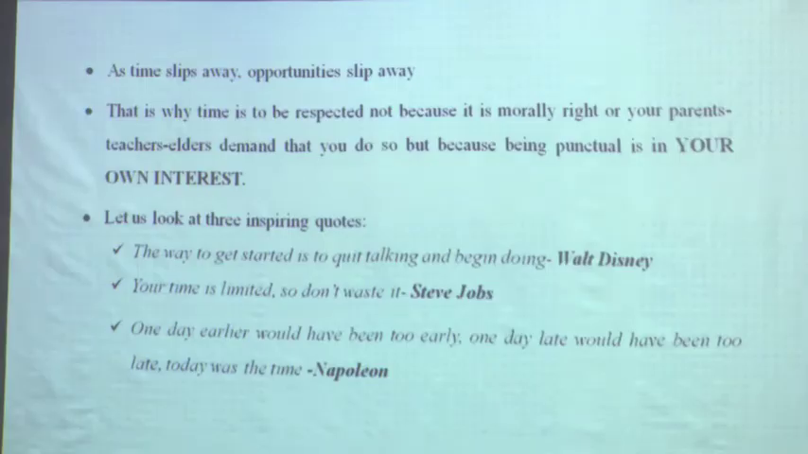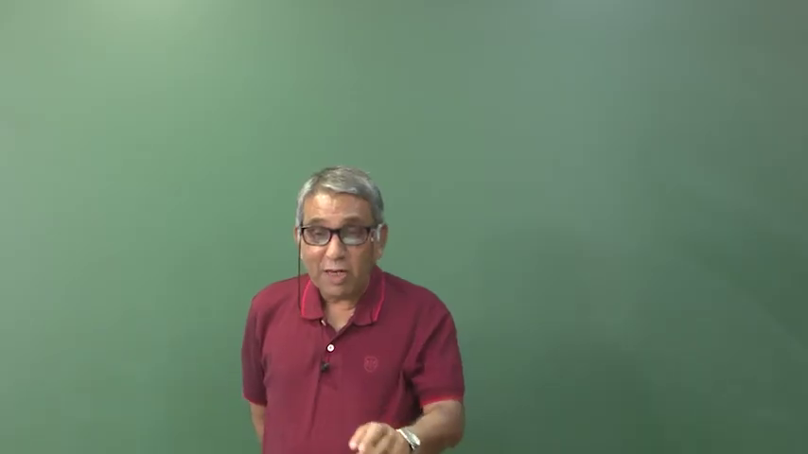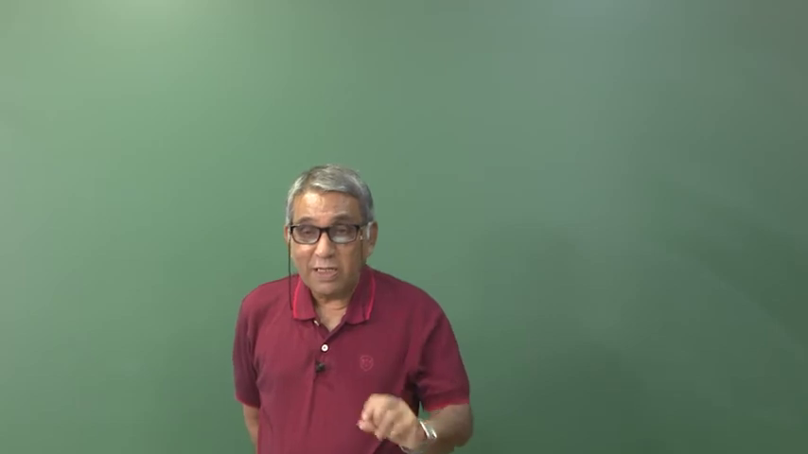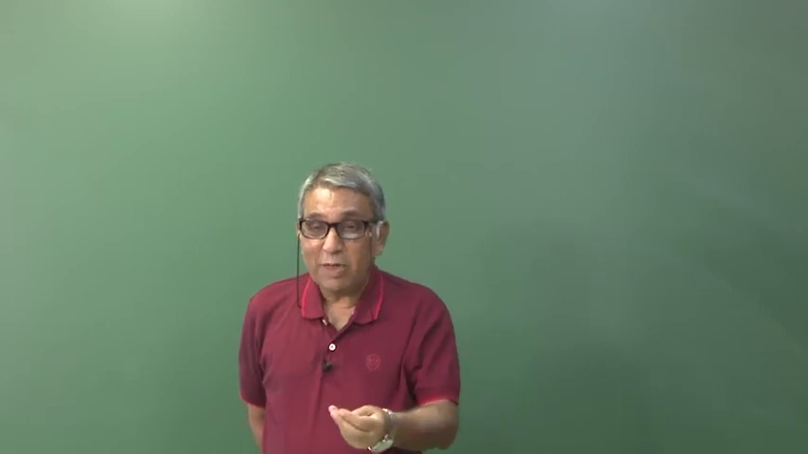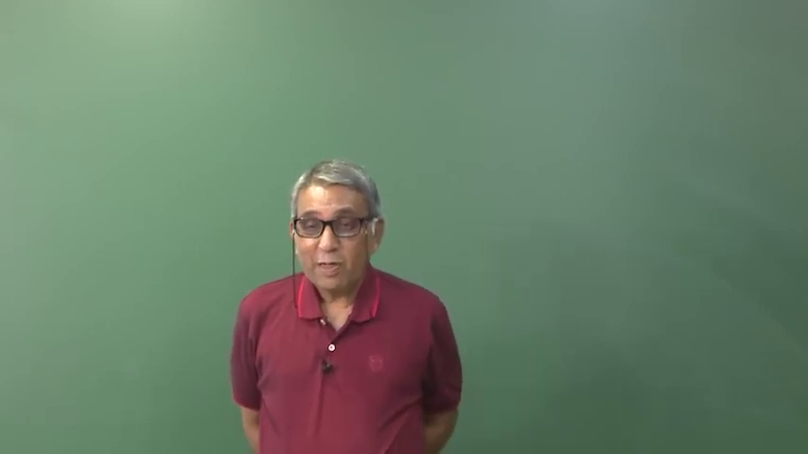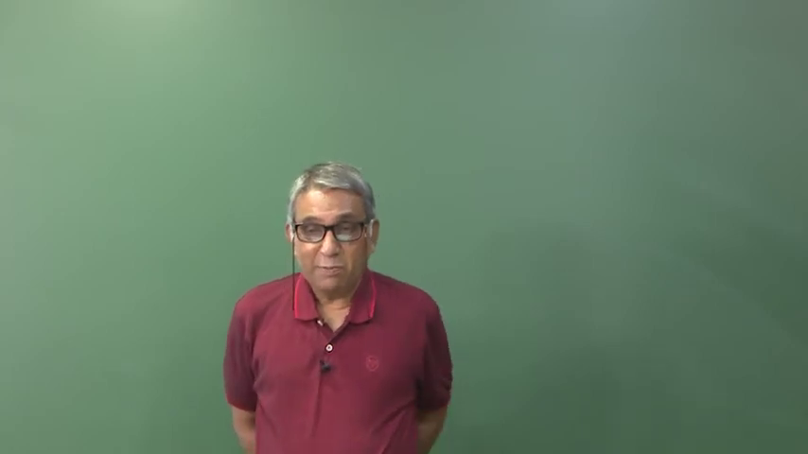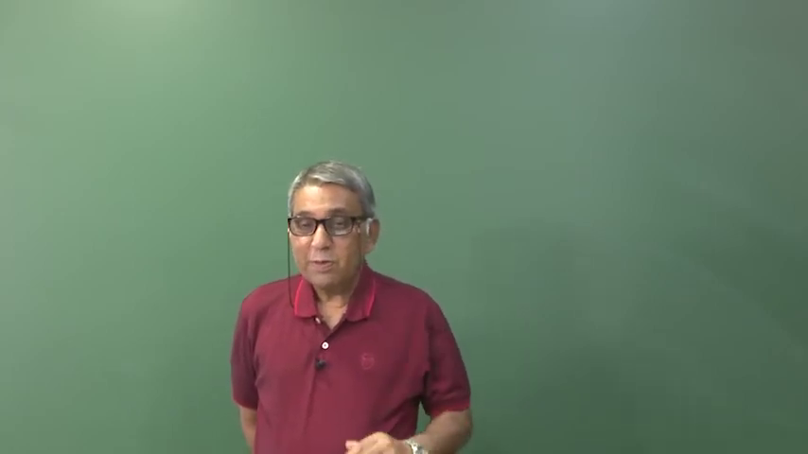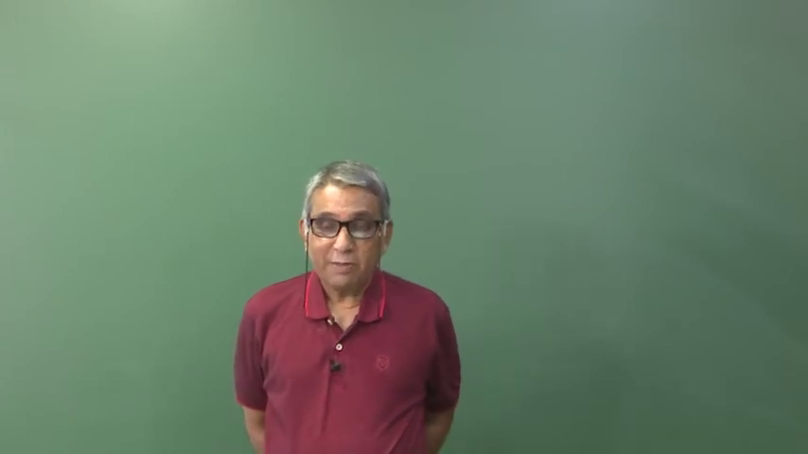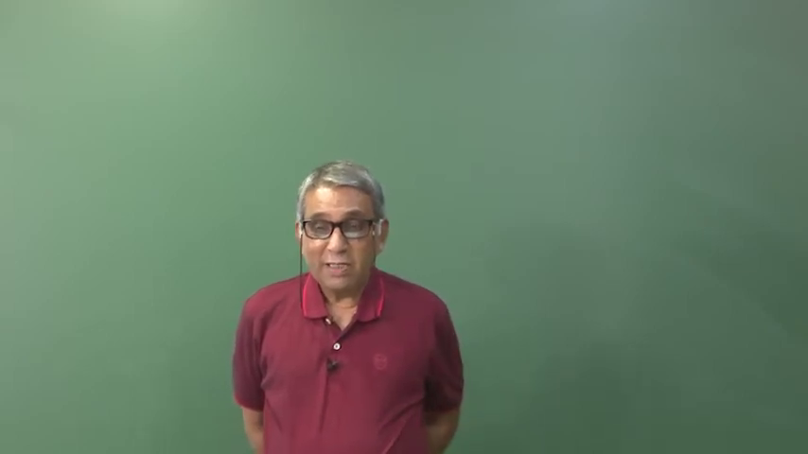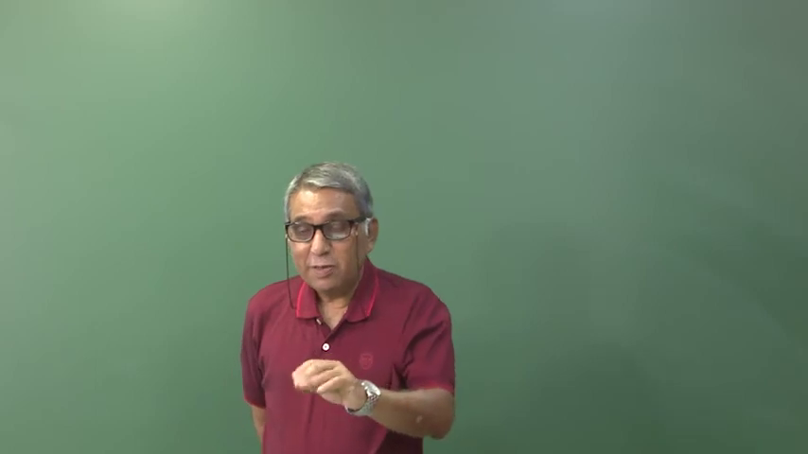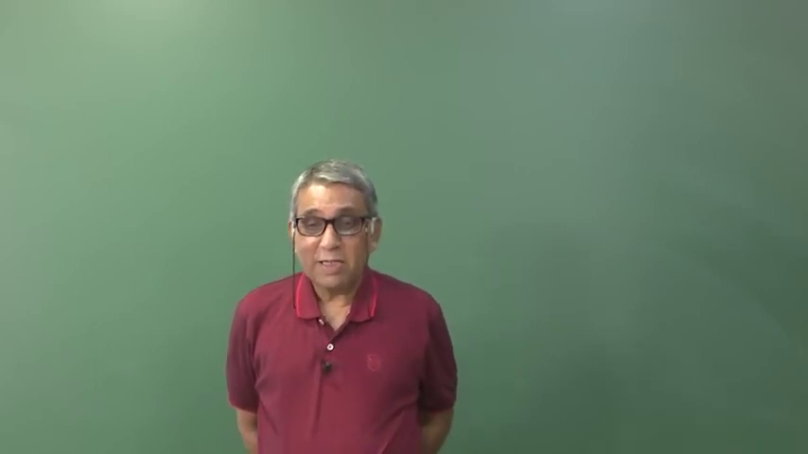One day earlier would have been too early, one day late would have been too late, today was the time. This is what Napoleon Bonaparte says. He is referring to a particular incident. I do not want to get into great details of history, but as I have told you right from the beginning, I am a teacher of history, so I will draw some examples from history, it is but natural. Napoleon Bonaparte lost the Egyptian campaign, and he reached France on a particular date. And then that day in the National Assembly, his younger brother was the Speaker or the Chairman of the National Assembly.